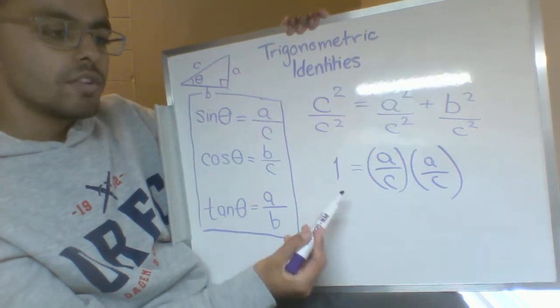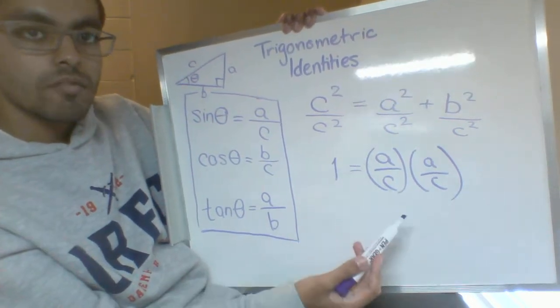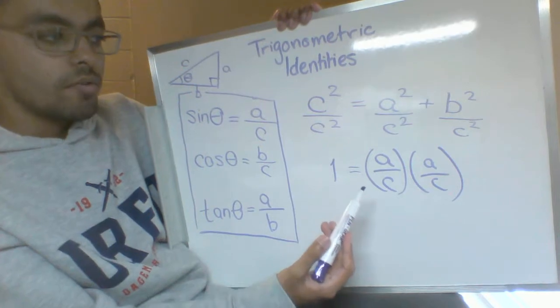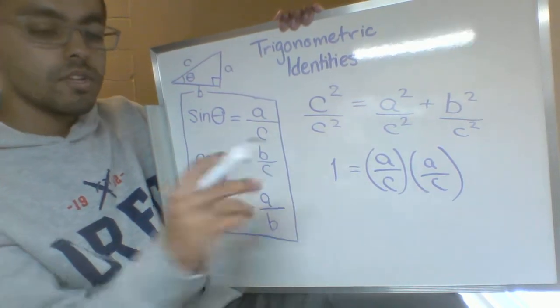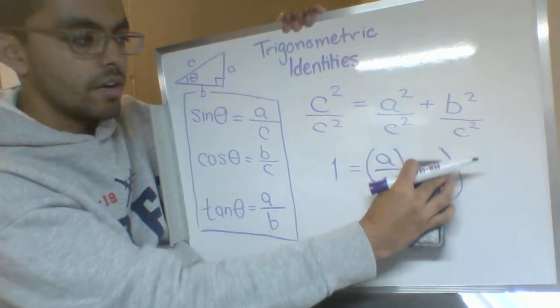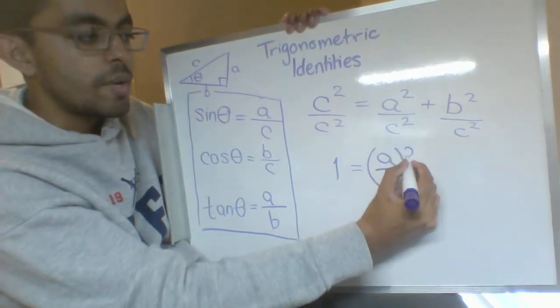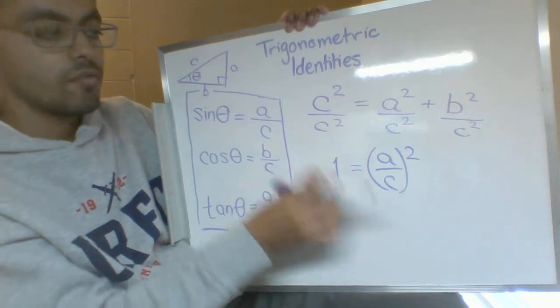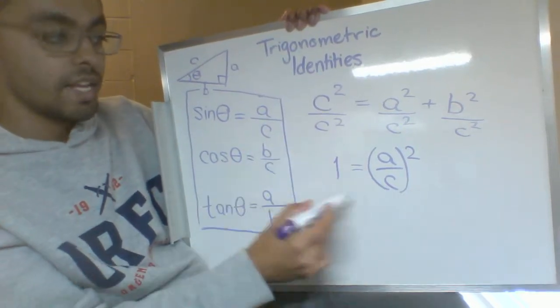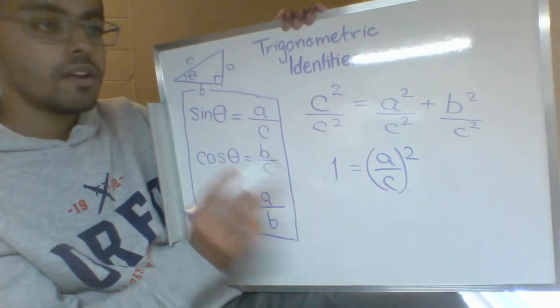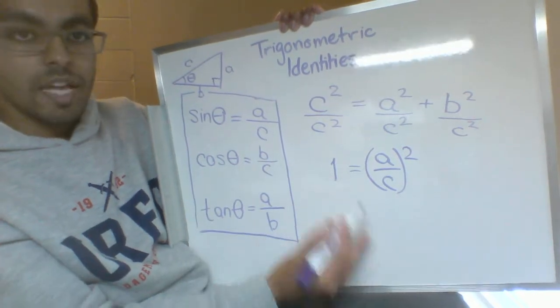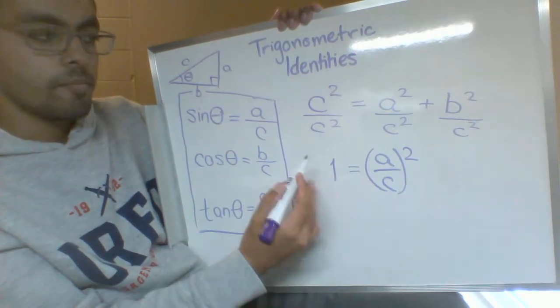But if I've written A over C and I'm multiplying it by itself, then I don't need to write it twice. I can just write A over C squared. Now, you can make this an extra step in your book. You can write A over C times A over C, and then in the next line put A over C squared. I'm just doing it here because I have limited space and don't want to spend so much time erasing.